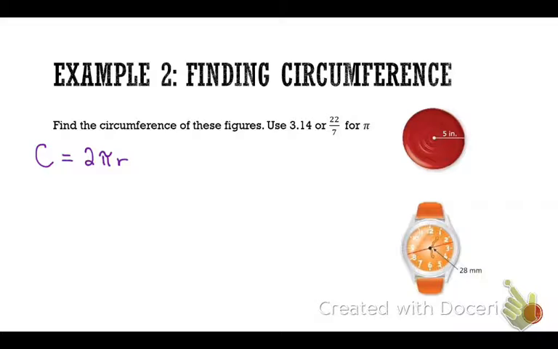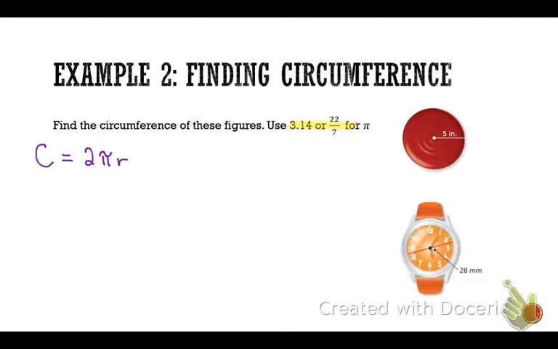Now let's talk about pi for a minute. Look at the instructions. It's going to tell you this on your homework too. It says use 3.14 or 22/7 for pi. So how do I know if I need to use the decimal or the fraction? It depends on the value you're plugging in. If the value is a multiple of 7, using the fraction will cross-reduce it.